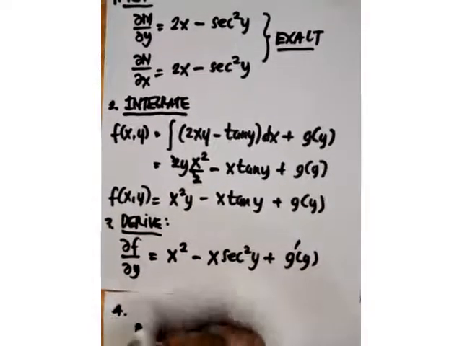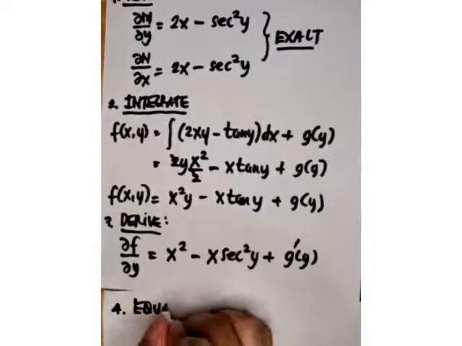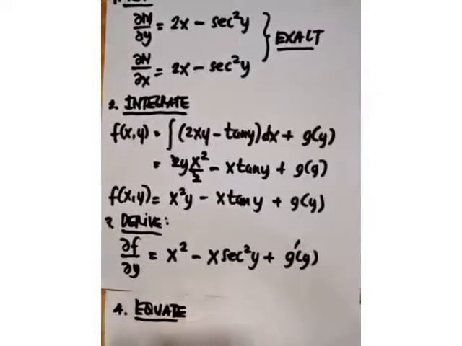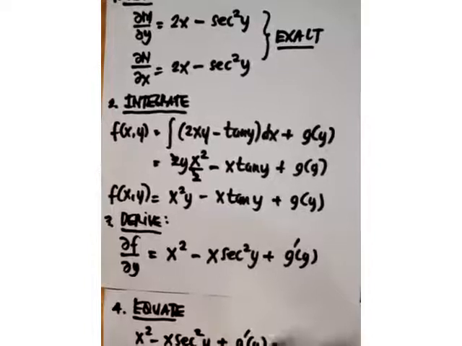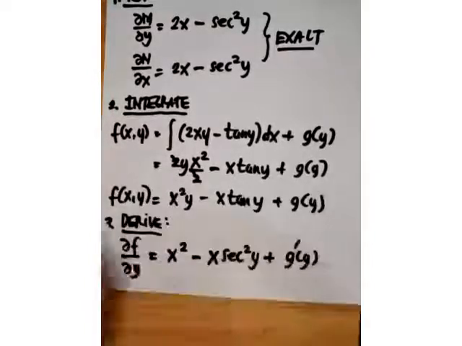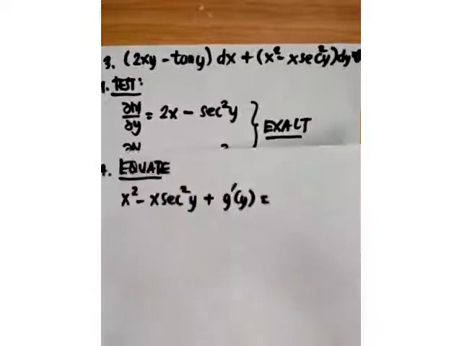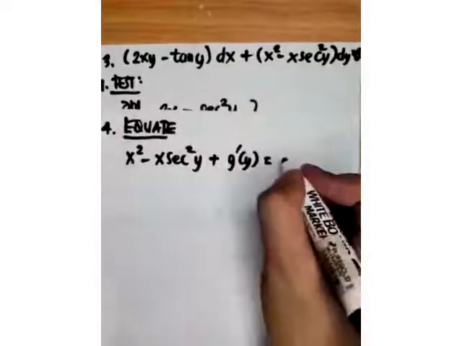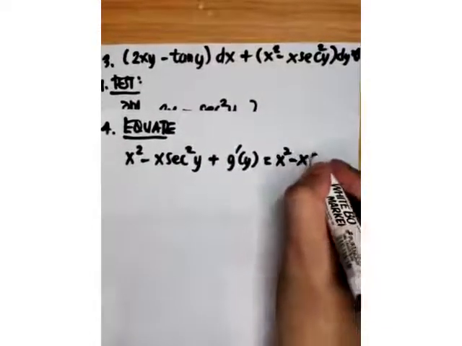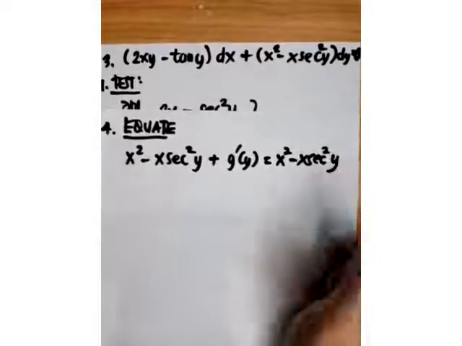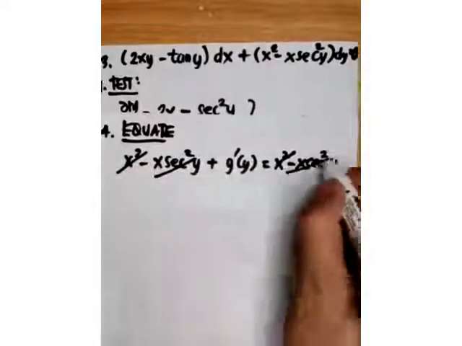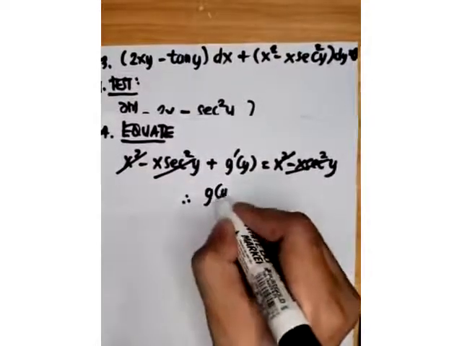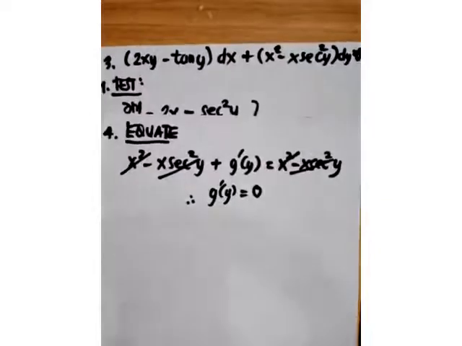Okay, fourth step, we equate. Ayan. So, ikokopya ko lang, x squared minus x secant squared y plus g of y prime. That's equal to, okay, equate natin siya sa N. Ang N natin is, ayun, x squared minus x secant squared y. Ayan. Then we simplify. So, this is cancel, cancel. So, therefore, g of y prime is equal to 0.